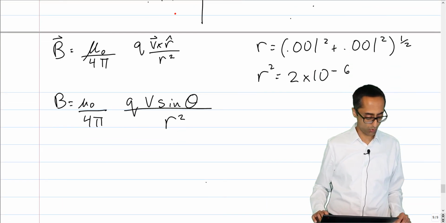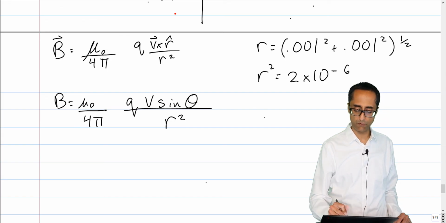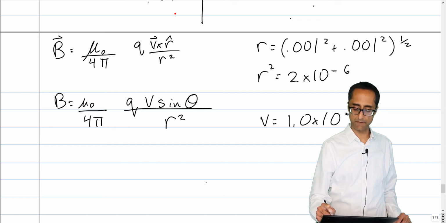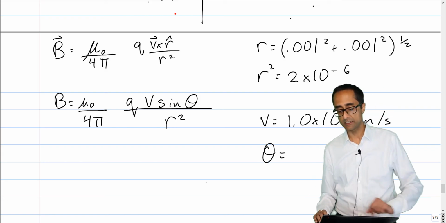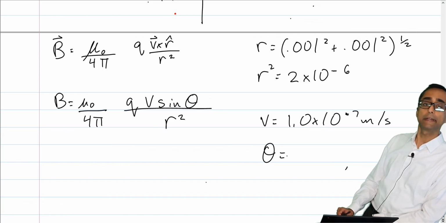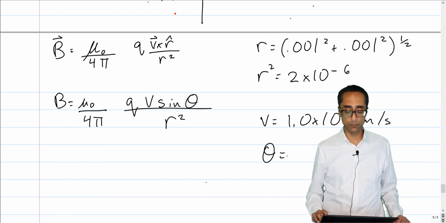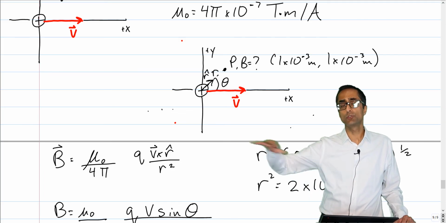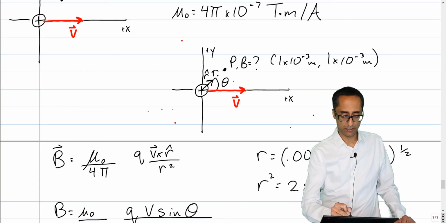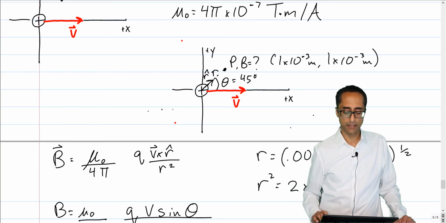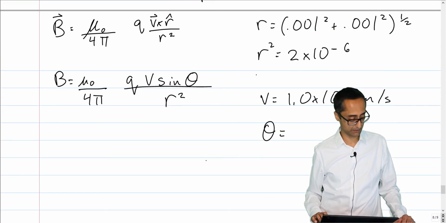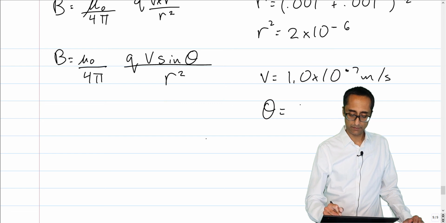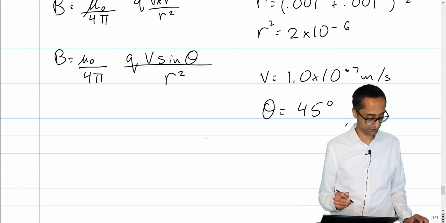And so let's throw everything in. Velocity was the last one. Yeah, velocity was given as well as 1.0 times 10 to the 7 meters per second. That's right out of the question. And then finally, theta. Before we go too far, we need to find what our theta value is, and theta is the angle between the two. And since you have a position of 1 times 10 to the negative 3 and 1 times 10 to the negative 3, you know that that's 45 degrees away. This angle here has to be 45 degrees because of the location of our point. So we'll just put that here and finish the problem.